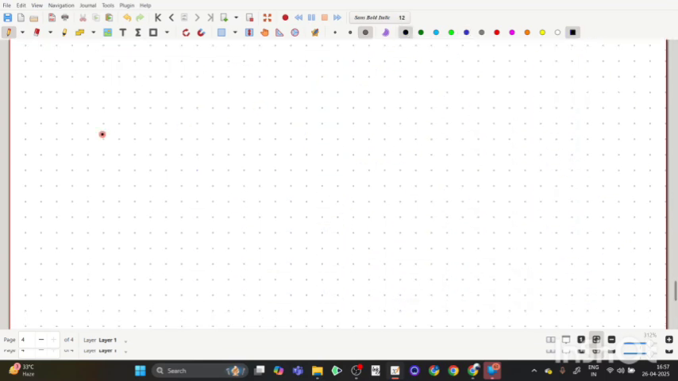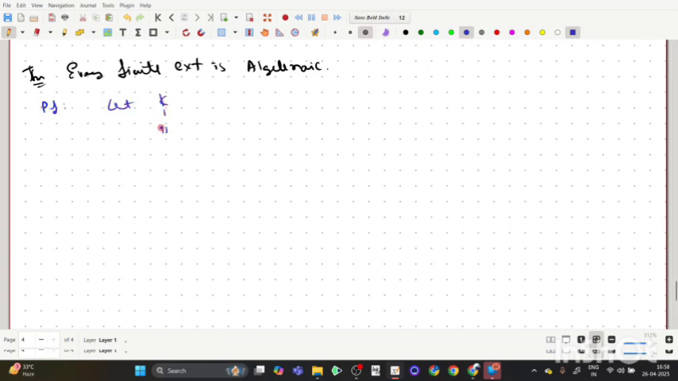Observe the following. Or rather, let me just give it as a theorem itself. That is, every finite extension is algebraic in nature. Every finite extension is algebraic in nature, and the proof is actually very simple. Let K over F be a finite extension, and let alpha be in K. So what do I need to show? I need to show that alpha is algebraic over F, right? From the definition of algebraic extension.